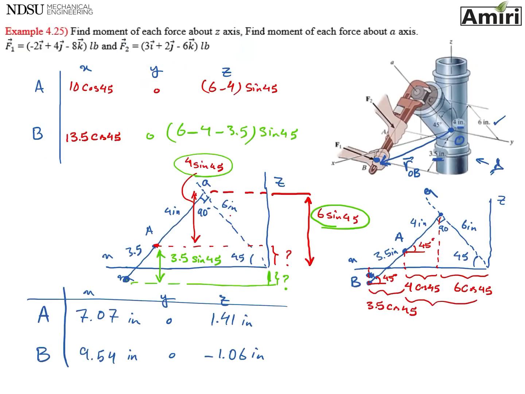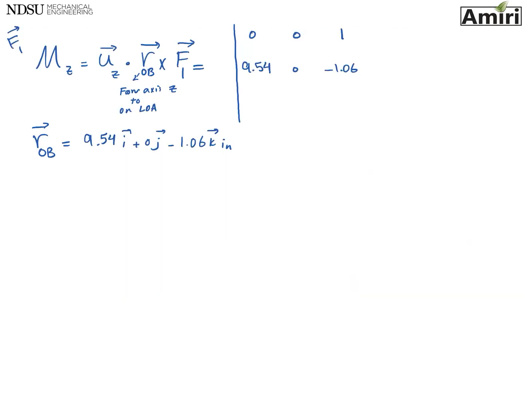Force F1 is given: minus 2, plus 4, minus 8. It's going to be pounds, and the position is going to be inches. That one doesn't have any units. So since we are doing F1, if you do the math, this one is 0, this one is 0. So all I have to care about is this third one.